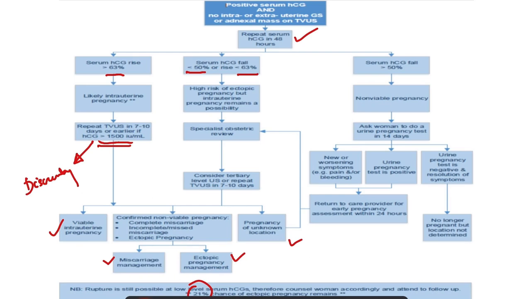If the beta hCG level falls more than 50%, there is a chance of non-viable pregnancy. So ask the woman to do a urine pregnancy test after 2 weeks. But ask the patient to report to the care provider if she is having worsening symptoms or new symptoms or the urine pregnancy test becomes positive. If the pregnancy test is negative after 2 weeks and the patient's symptoms are resolving, then it can be considered as no longer pregnant but location not determined.